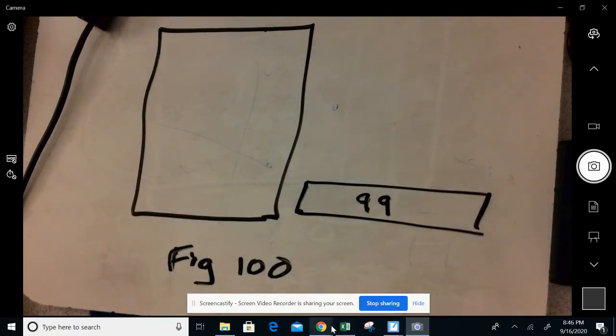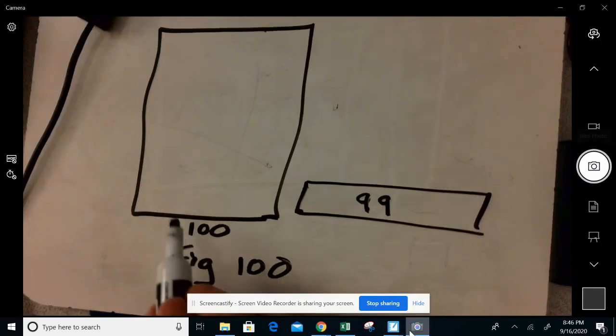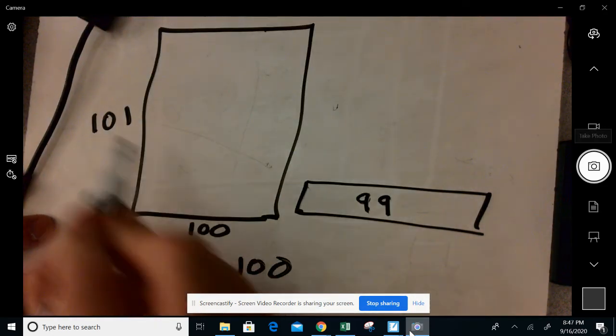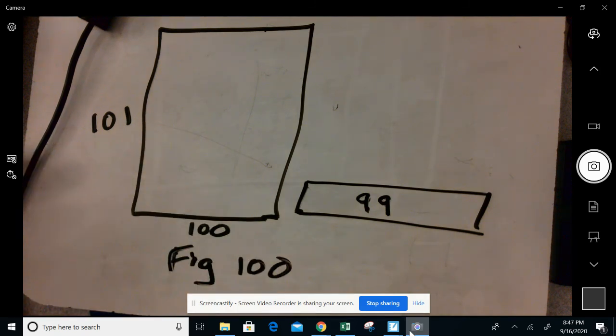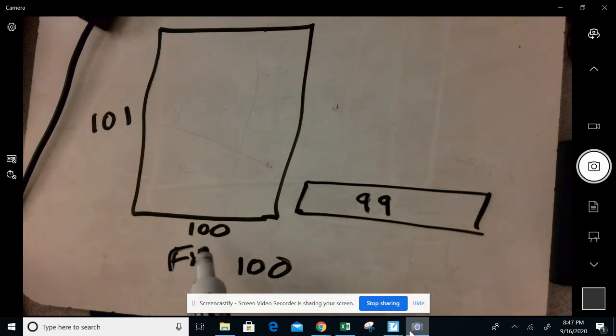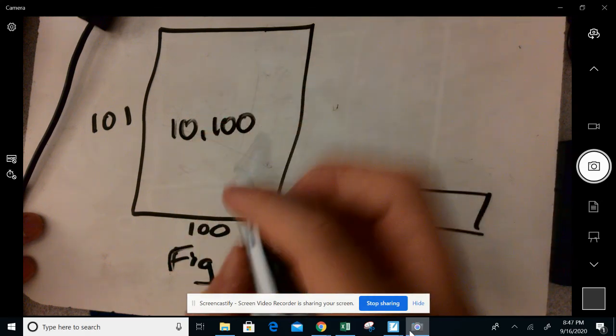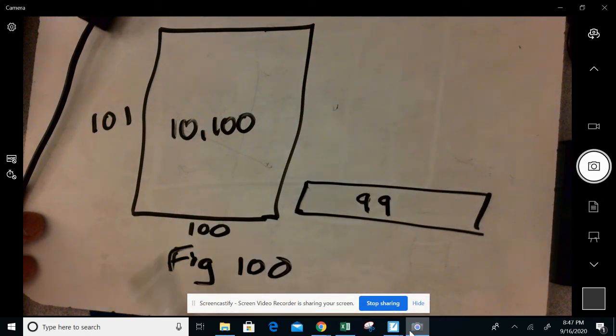Now let's think about this rectangle. This is a mistake I saw a lot of people make. It says that the dimensions are the figure number by the figure number plus 1. So that means across there will be 100 tiles, and then up there will be 101. Figure number plus 1. Now, the thing to be careful with here, guys, is length times width will give you the number of tiles, the area. So 100 times 101 will give you 10,100 tiles.